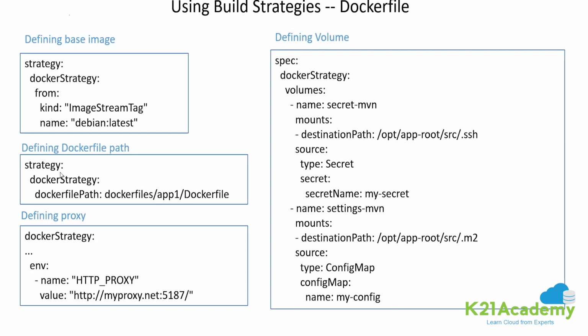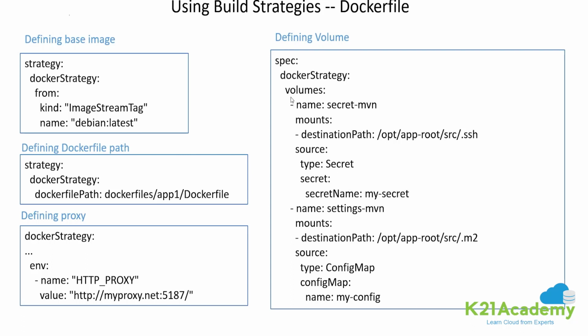So in the Dockerfile strategy, what is required? You require a Dockerfile. Inside that Dockerfile, you will require the base image. So you can define the base image here. You can define the Dockerfile path here. If you want to specify any environmental parameter, you can specify it. Or if you want to specify any volume information, you can specify it like this. It is exactly the way we define it in the Kubernetes structure. The same methodologies are there.